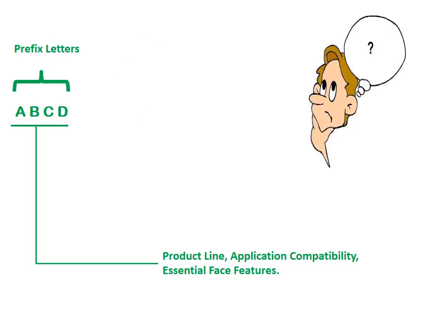The string of letters in the first part commonly represents the main product line of that service company. For example, whether it is made of steel or matrix body, followed by the application compatibility of that bit. Is it suitable for directional drilling or normal performance drilling? And followed by the essential face features characteristic of that bit.